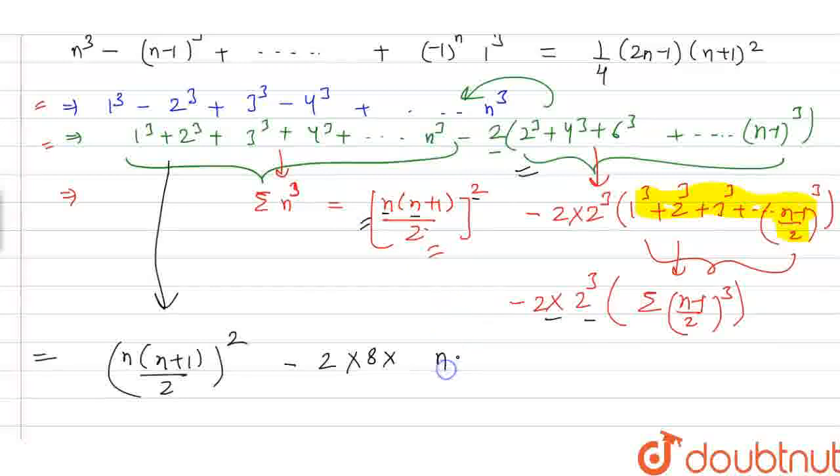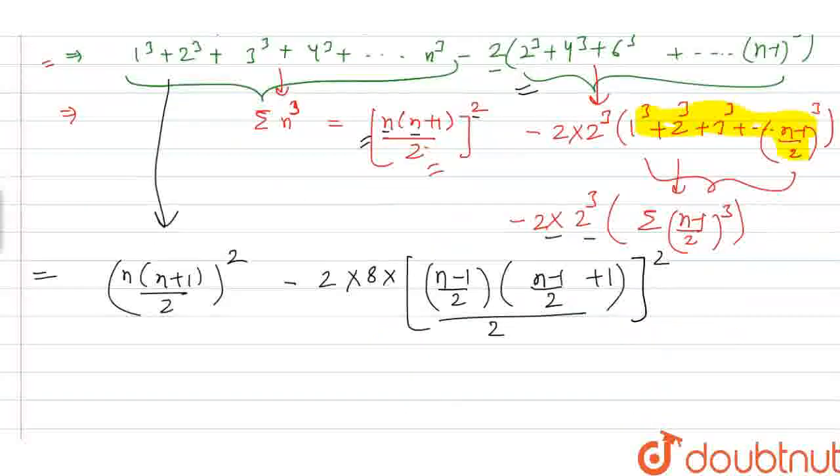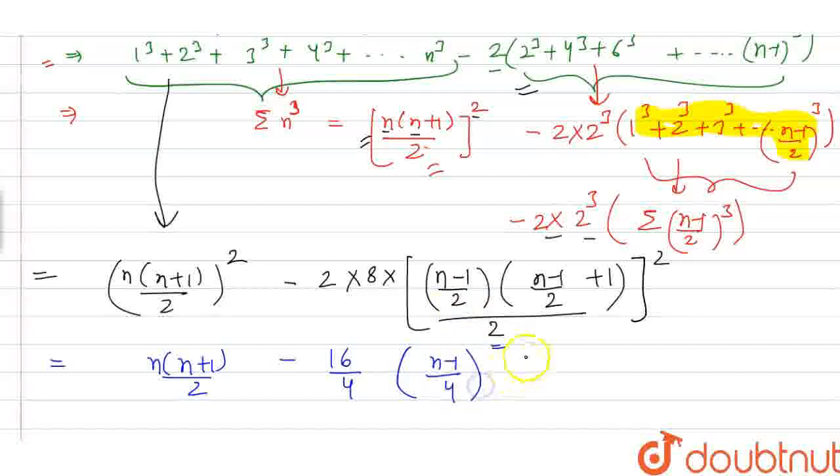So this would become (n−1)/2 multiplied by ((n−1)/2 + 1), and this should be divided by 2, whole raised to the power 2. Now finally we can solve this expression further. So the value of this is equal to n(n+1)/2, minus 16 divided by 4, because this is 2 square, and this is ((n−1)/2) square, that is again equal to 4, and this is basically (n−1)/2 + 1, so that is equal to (n+1)/2, right?